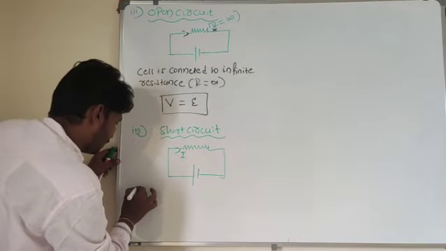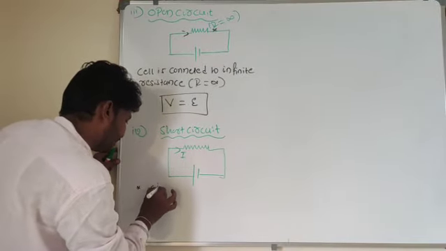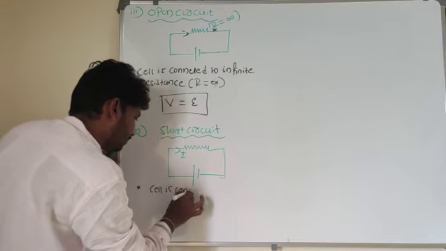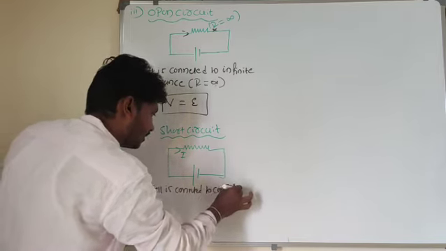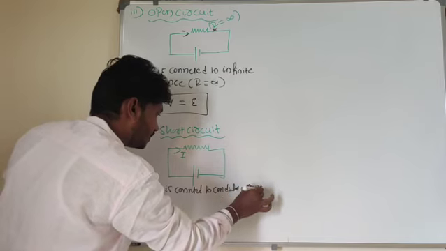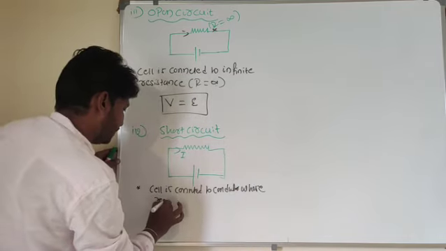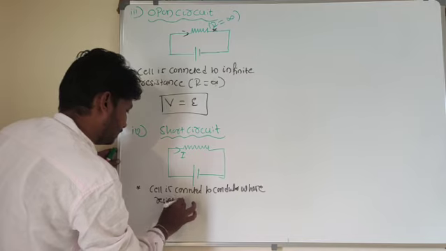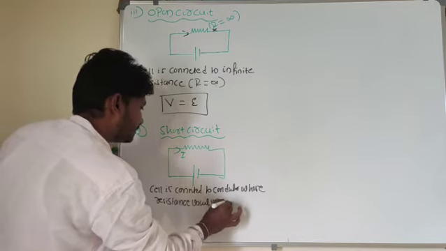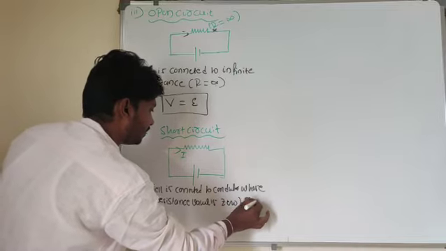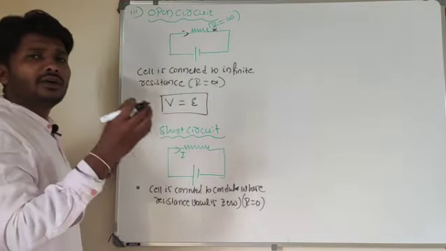So what about the short circuit here? The cell is connected to a conductor whose resistance value is 0. So the R value is 0. So what does it mean here?